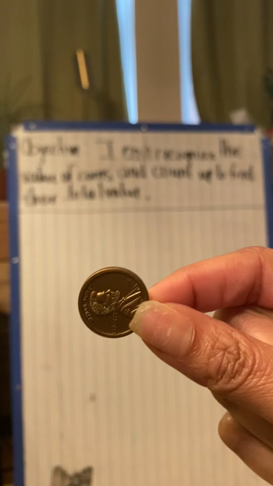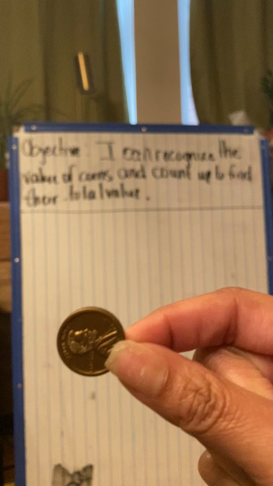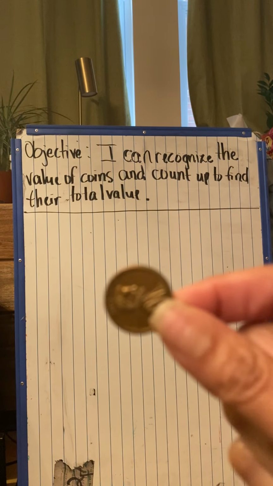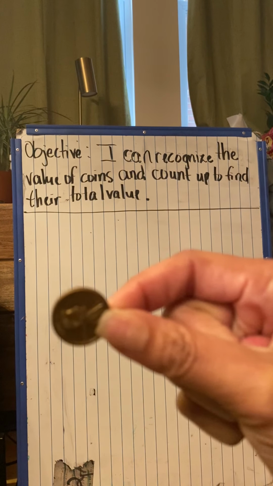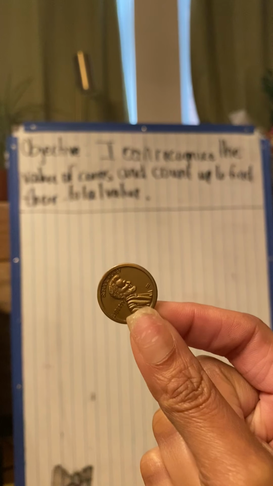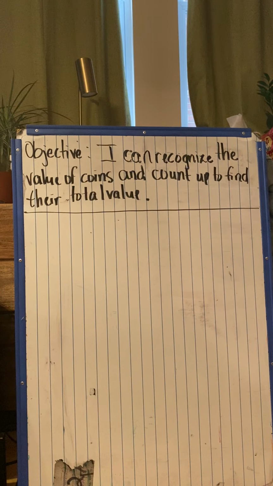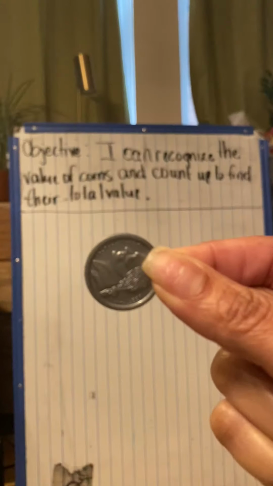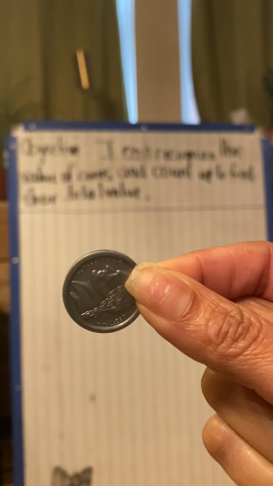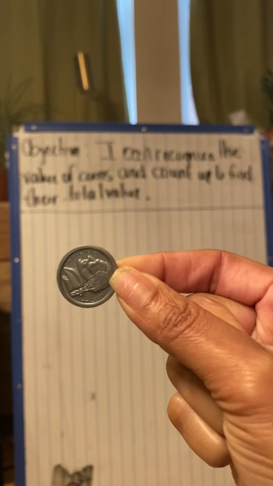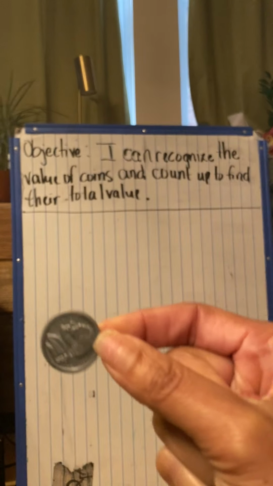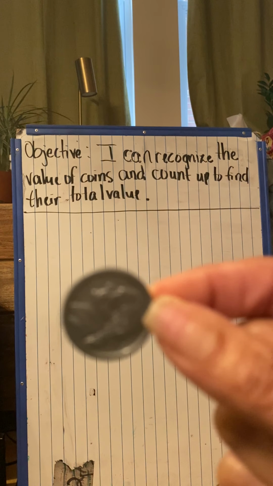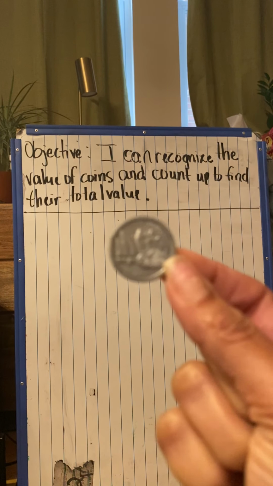This coin is called a penny. Yep. What's the value of a penny? 1 cent. A penny is worth 1 cent. This coin is called a nickel. Who thinks they know how much a nickel is worth? A nickel is worth 5 cents.